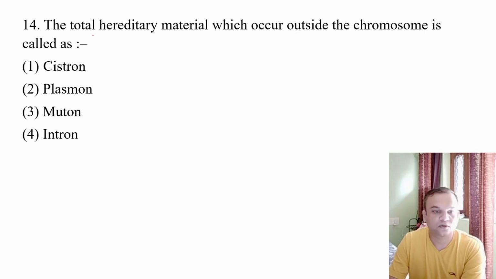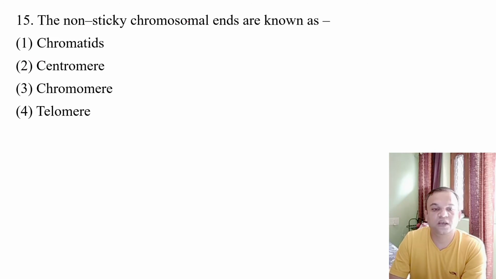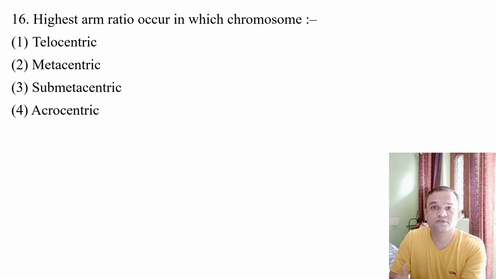Next question says, the total hereditary material which occurs outside the chromosome is called plasmon. That will be present in the plasma, that is cytoplasm. The non-sticky chromosomal ends are known as the telomeres, because chromosomal ends are called telomeres and they are also non-sticky. The next question says, the highest arm ratio occurs in which chromosome? Out of these four options of telocentric, metacentric, submetacentric and acrocentric, acrocentric will be the answer for this question.